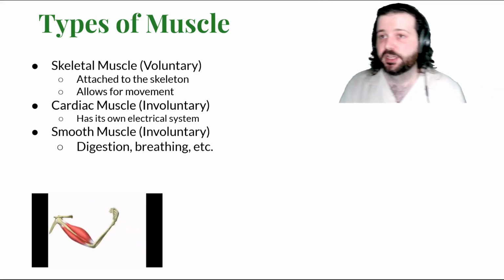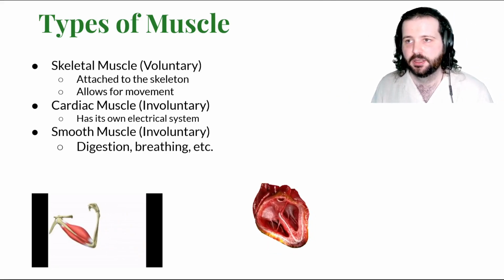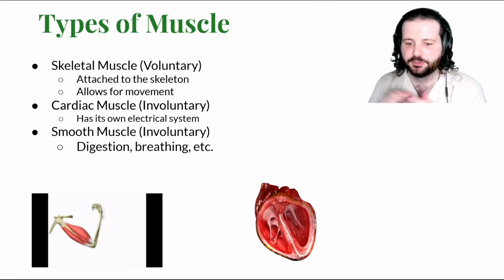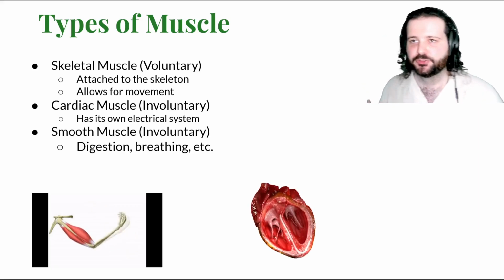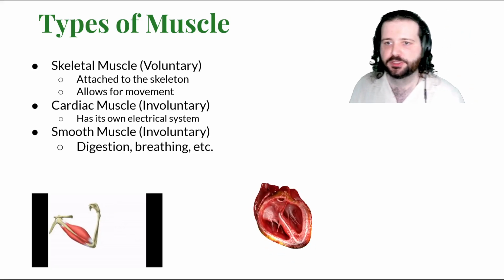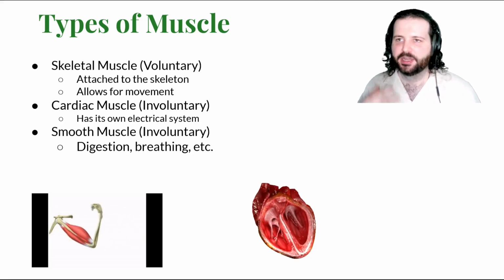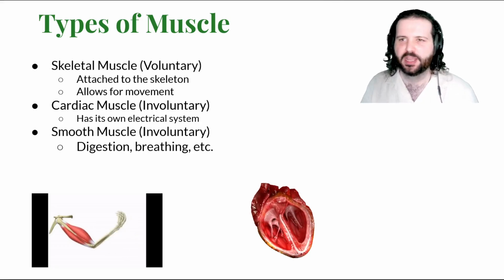Whereas things like our heart, right? The cardiac muscle will be involuntary, because you don't want to have to think about beating your heart every single moment of every single day. It's going to do it on its own. And it has its own electrical system, which we'll talk about in a little bit when we start breaking down the cardiac system. It keeps itself going. It is its own routine. It is doing its own thing. We don't have to think about it, right?